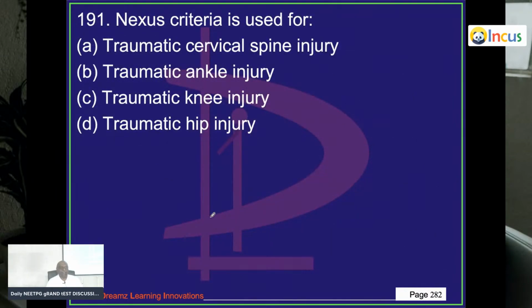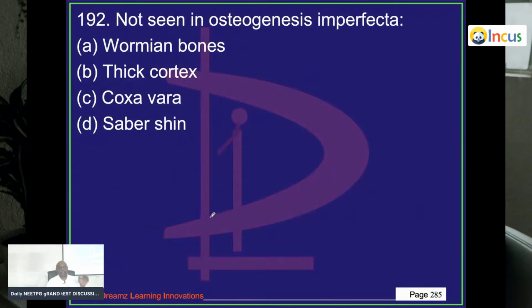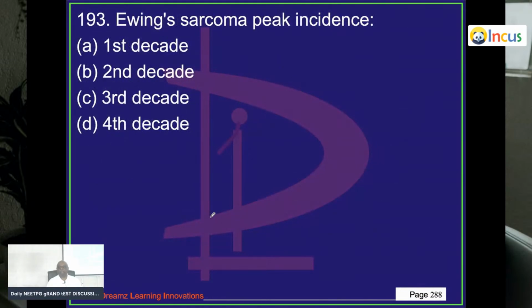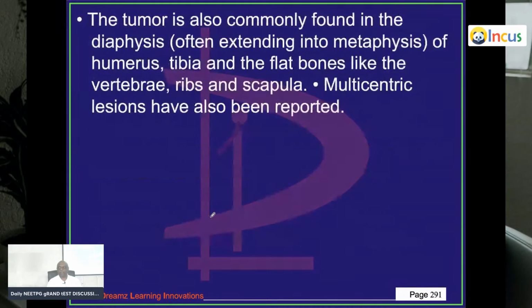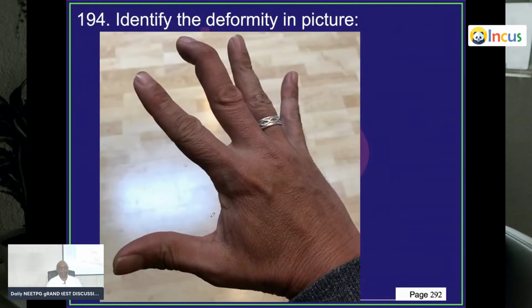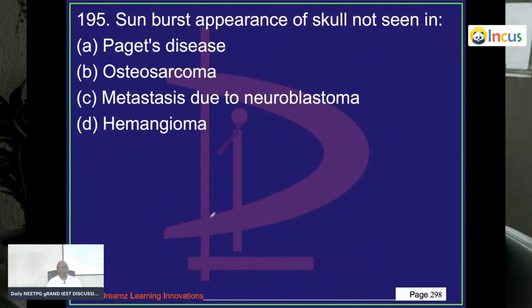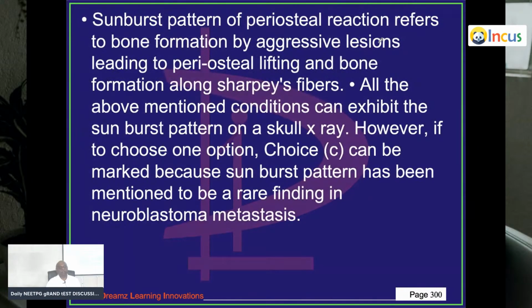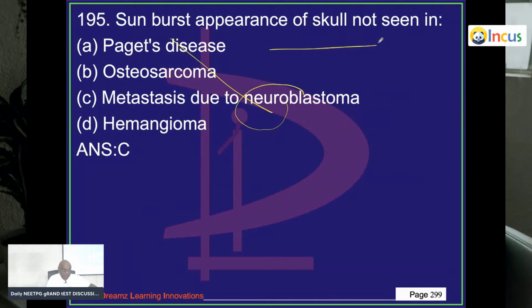NEXUS criteria, don't even try. Traumatic cervical spine injury. Not seen in osteogenesis imperfecta. Idi malla sixer kottali. Thick cortex undadu. Ewing sarcoma peak incidence? Second decade. What is this deformity? Mallet finger. Sunburst appearance of the skull. If it is bone, it is osteogenic sarcoma; if skull, metastasis of the neuroblastoma will be sunburst in skull. This is again clean bold, this is a tricky googly. Osteogenic sarcoma, you hit means gone.